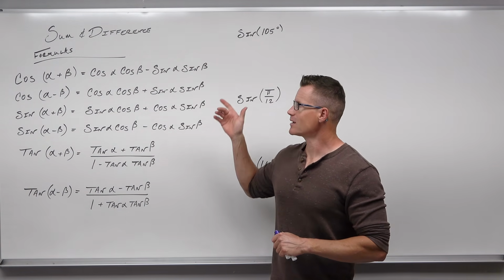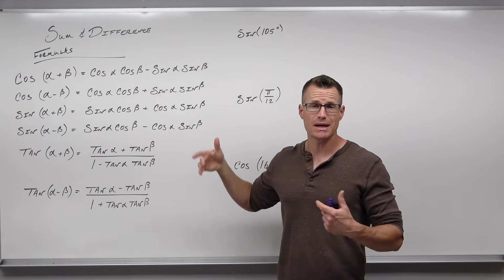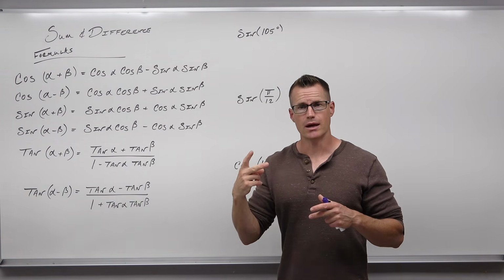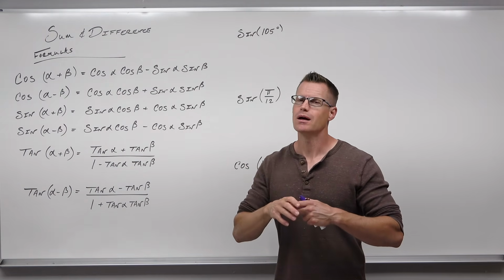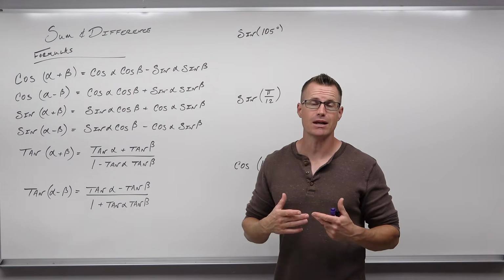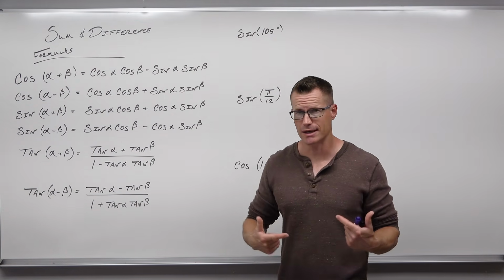So when we take a look at sum and difference formulas, basically what that means is if you have a trig function with two angles that are added or subtracted, we can typically break those up if they are sine, cosine, or tangent of whatever two angles we're adding or subtracting.